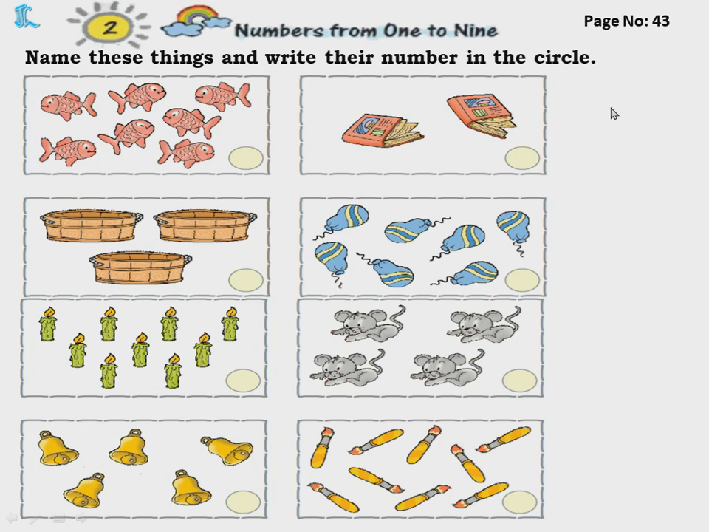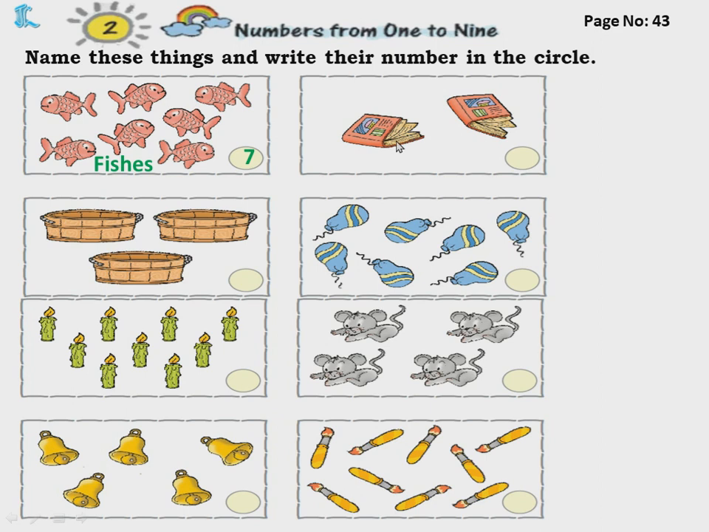Next, numbers from 1 to 9, page number 43. Name these things and write their numbers in the circles. You have to name it and then write their numbers in the circles. What is this, ma? Fishes. F-I-S-H-E-S. Fishes. Now count 1, 2, 3, 4, 5, 6, 7. So in the circle you will write 7.